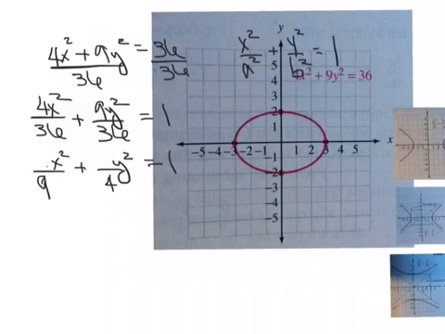Our first term that we have here is going to be the square root of 9, so from here to here is 3. And this is the square root of 4, so from here to here is 2. So 1, 2, 3, 4, and we can draw our ellipse based on that information.